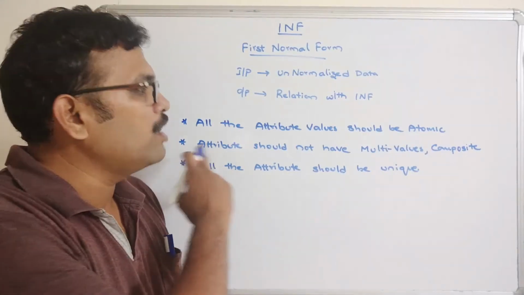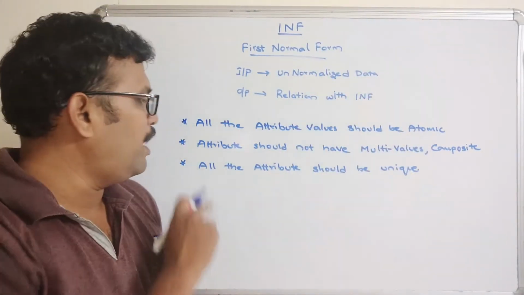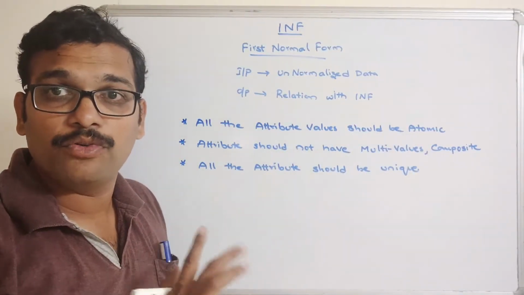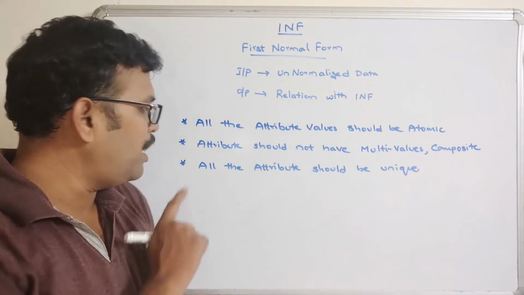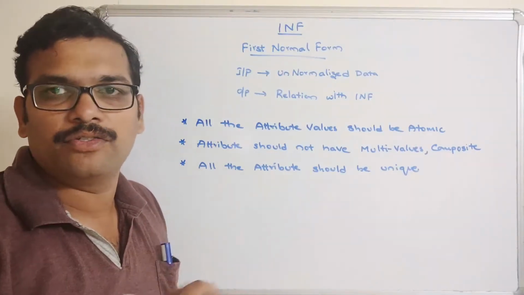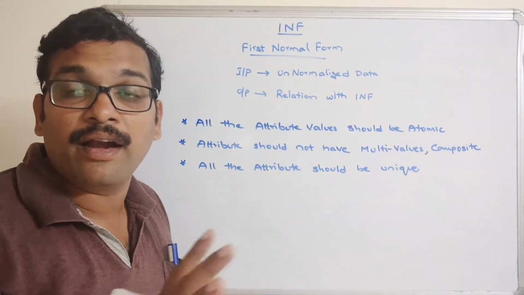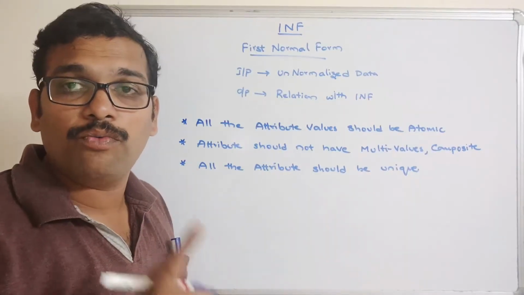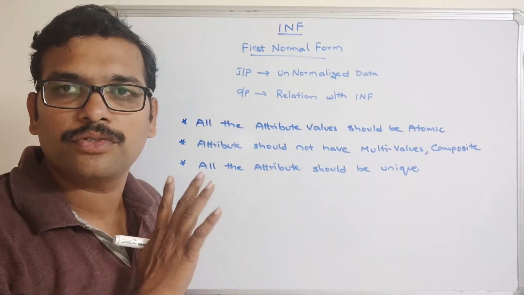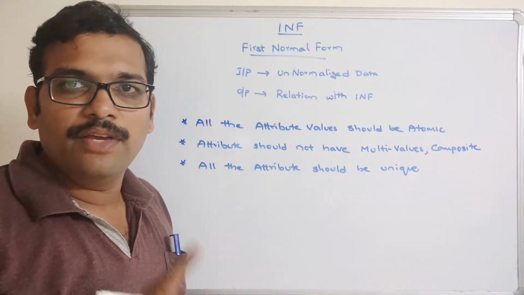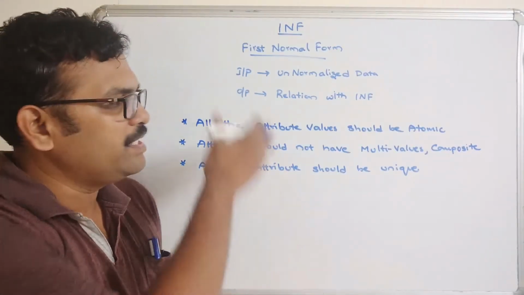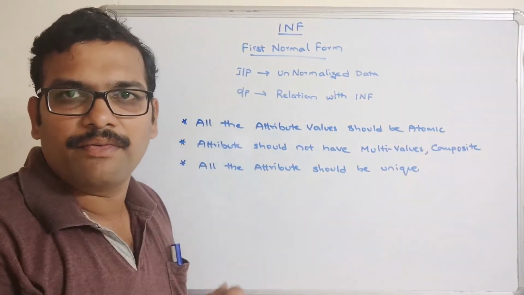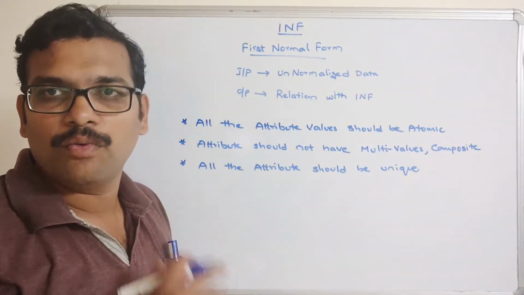So the first one, all the attribute values should be atomic, and attributes should not have any multi-values or composite. So every attribute should have only a single value, and all the attributes should be unique. There should not be redundancy on the attributes. No two attributes should have the same name. If any relation satisfies these three points, we can simply call it 1NF. So we can say the relation is in 1NF.